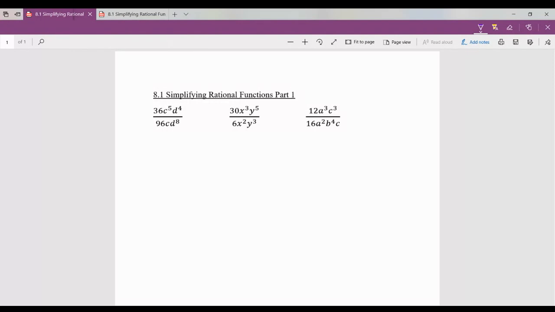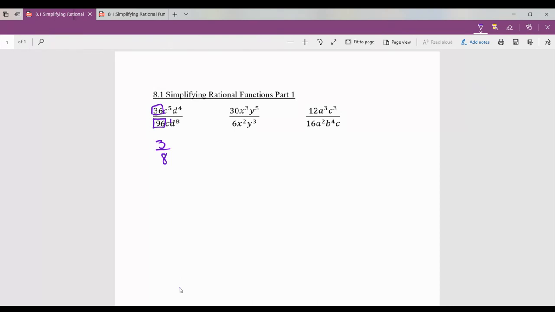So for the first one, we've got 36c to the 5th d to the 4th over 96c d to the 8th. Now because that c doesn't have an exponent with it, I'm going to draw in that 1 because that technically is there. So we're going to first simplify our number part. So we've got 36 over 96. 36 and 96 can both be divided by 12. So if I divide 36 by 12, that's 3, over 96 divided by 12 is 8. So 36 over 96 reduces to 3 over 8.